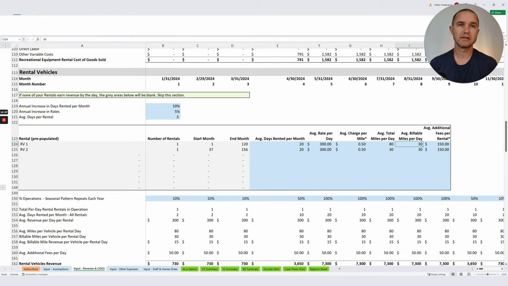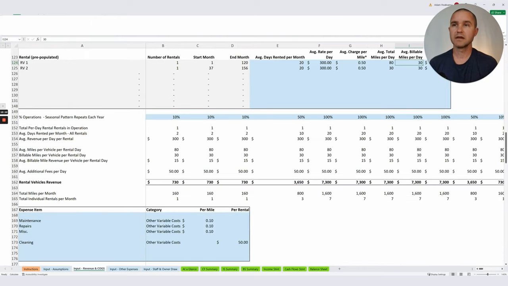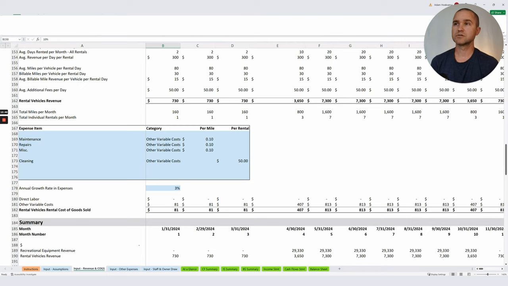And then you can add in additional fees per rental. So again, this could be things like insurance for this example. And we may have some seasonality for the RV business as well. So you can enter in some percentages, and you'll see the seasonality fluctuate with revenue. So if you change this to 100%, then you'll see we're up to $7,300 in monthly revenue compared to just 10% at $730. Your cost of goods sold for this would be maintenance, repairs, and cleaning as an example.